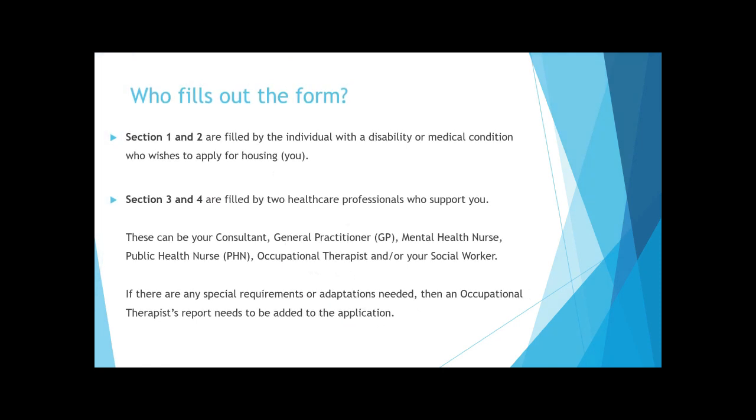So, who fills out the form? Section 1 and 2 are filled by the individual with a disability or medical condition who wishes to apply for social housing support, you. Section 3 and 4 are filled by 2 healthcare professionals who support you. These can be your consultant, your general practitioner or GP, your mental health nurse, public health nurse or PHN, occupational therapist, and/or your social worker. If there are any special requirements or adaptations needed, then an occupational therapist report needs to be added to the application.